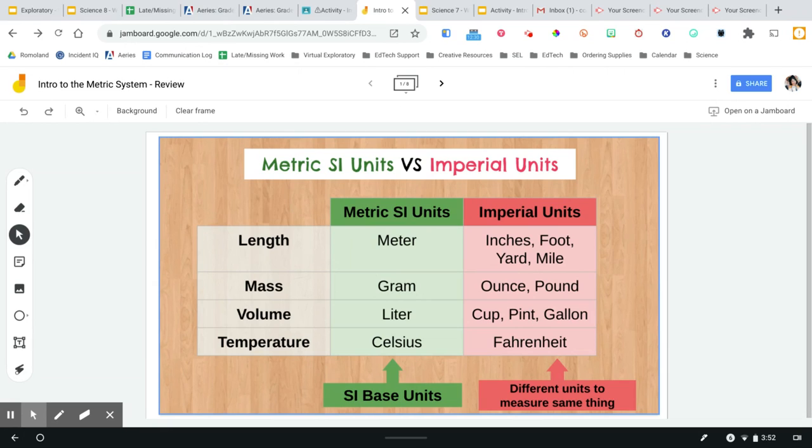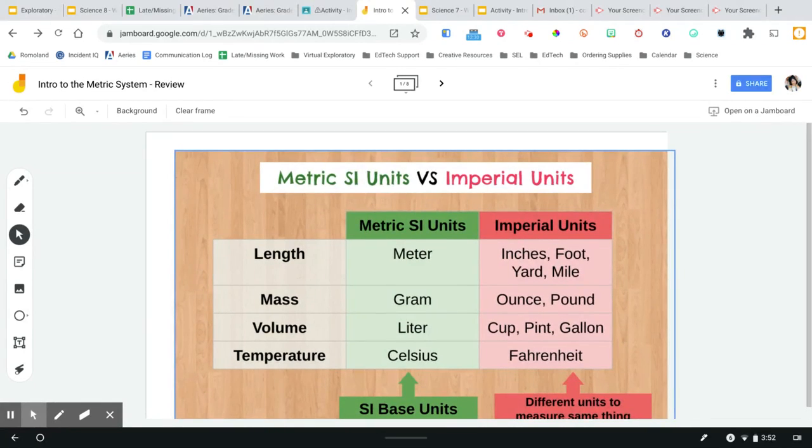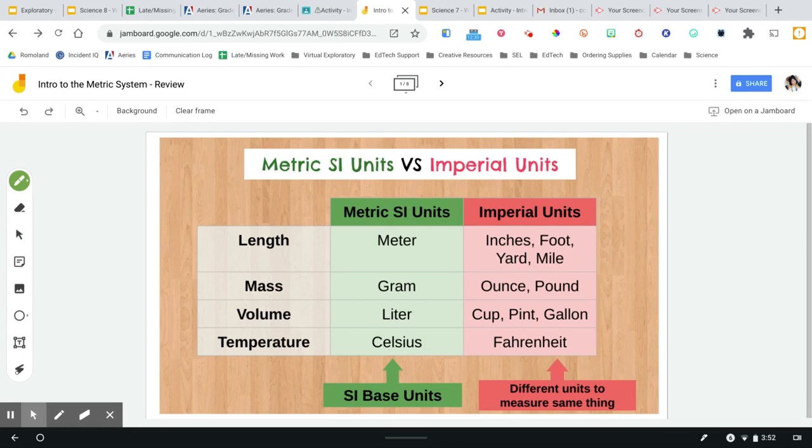So before we actually start with the worksheet, I do want to go over again what the metric system is. The metric system is a system of units that we use for specific measurements. For the metric system to measure length, we would use the base unit meter. To measure mass, we would use the base unit gram. To measure volume, we would use the base unit liter. And to measure temperature, we would use the base unit Celsius.